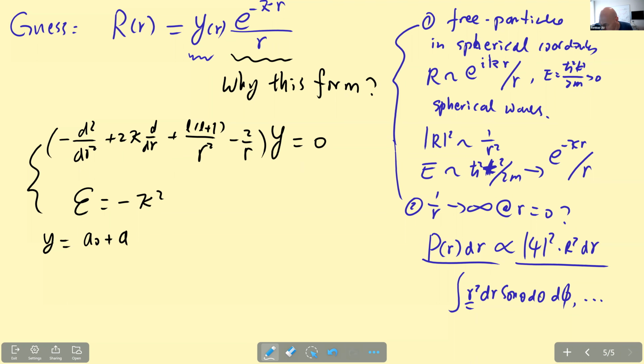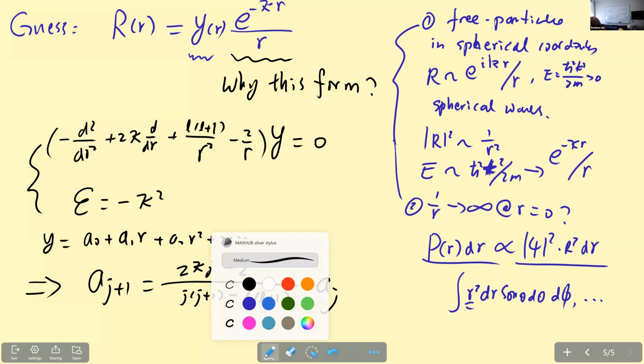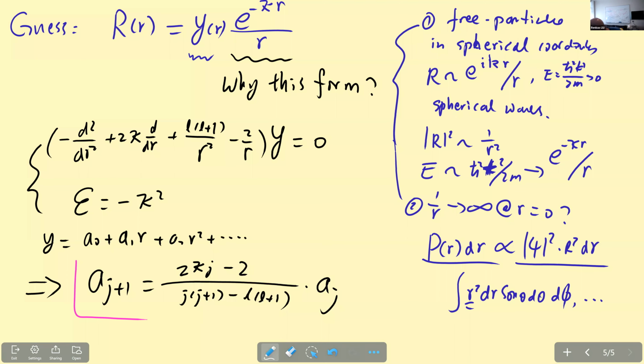And then you write down this y just equals A0 plus A1 r plus A2 r squared, and so on and so forth. Okay, you put this into that one, you obtain immediately A_{j+1} equals 2 kappa j minus 2 over j times j plus 1 minus L times L plus 1, times A_j. Okay, so this is the iteration equation that we obtain by just using the series solution of this one.